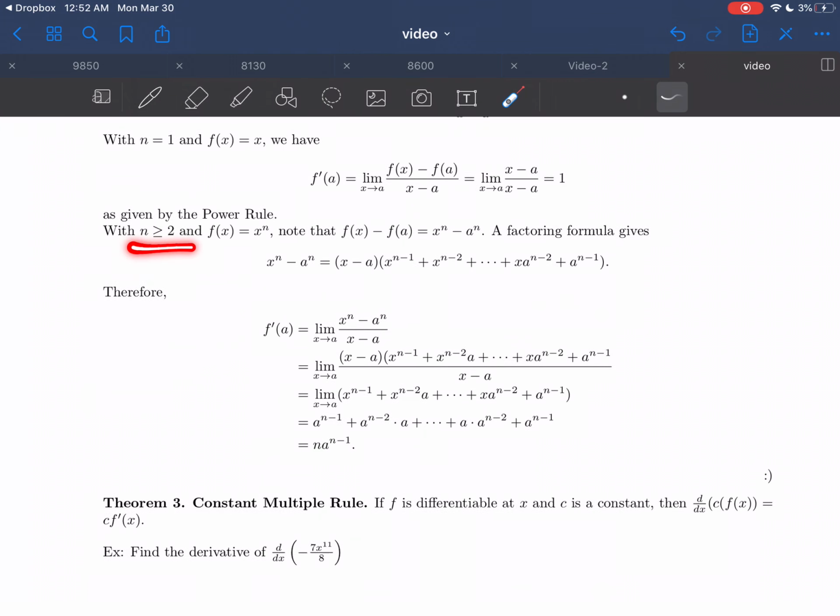If n is greater than or equal to 2 with our power function, so x squared, x cubed, and on and on, then our subtraction here is going to be x to the n minus a to the n, and the factoring formula is going to give us this. We can use our limit definition again and plug this in for our x to the n minus a to the n. These x minus a's cancel, and then we're able to just plug in a and evaluate the limit, and this is done n times.